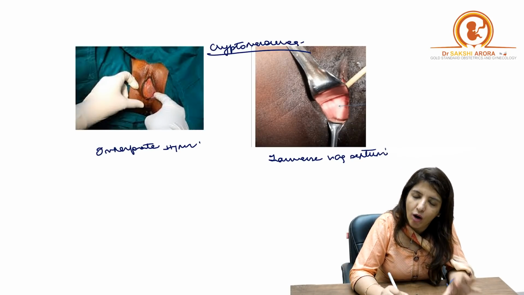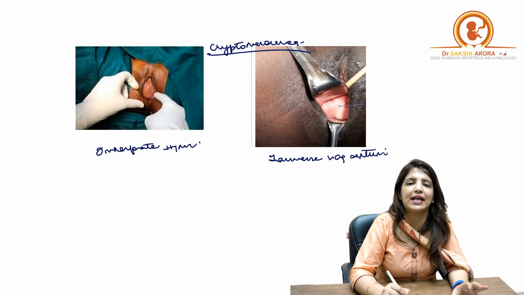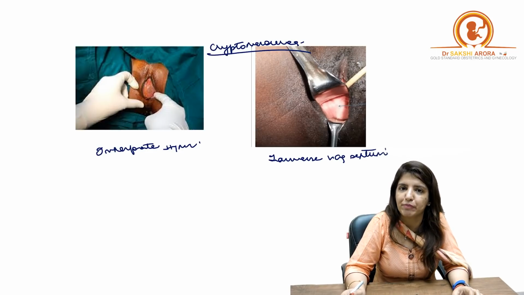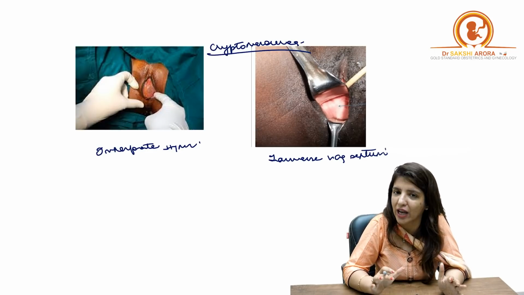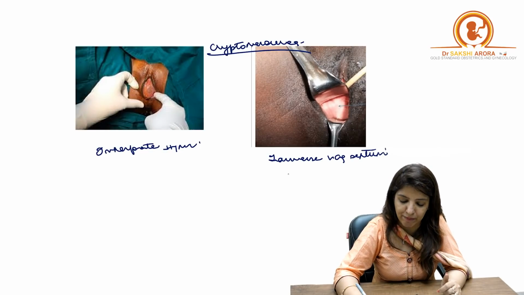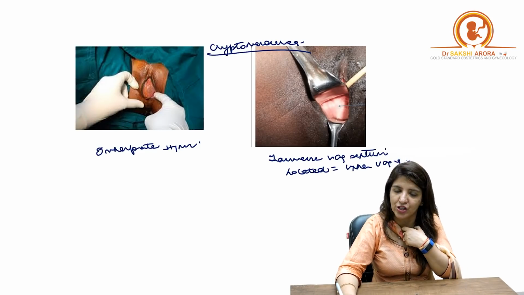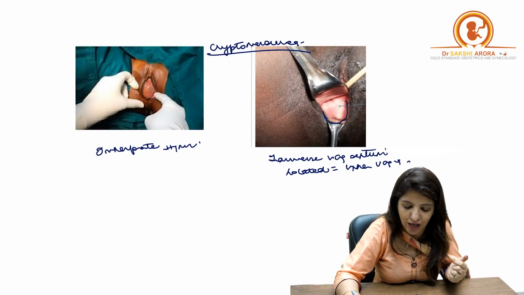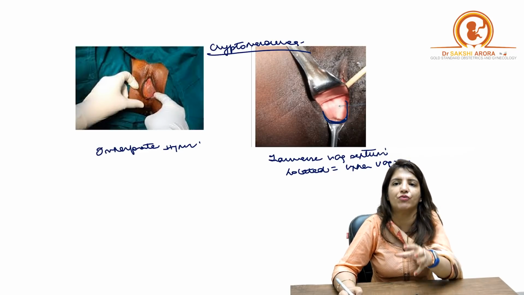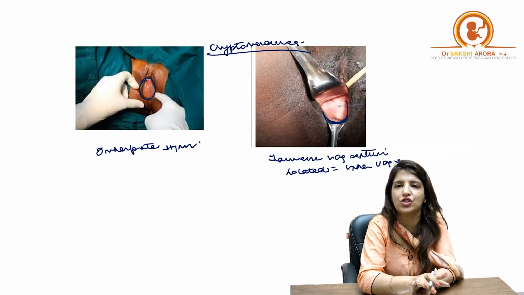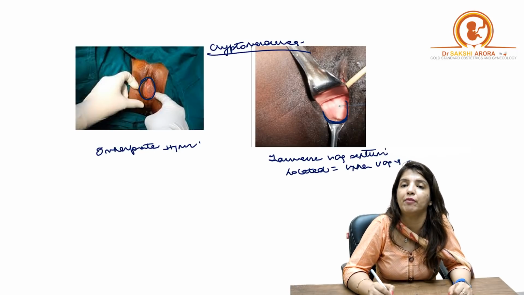See, in imperforate hymen, the problem is that there is no opening in the hymen, right? So the problem is at the level of hymen. Whereas in a transverse vaginal septum, the problem is in the vagina, and generally this transverse vaginal septum is located in the upper vagina. So if you see over here in transverse vaginal septum, a part of the vagina will be visible. Whereas over here, this is just at the opening of the vagina. So no vagina is visible in imperforate hymen.